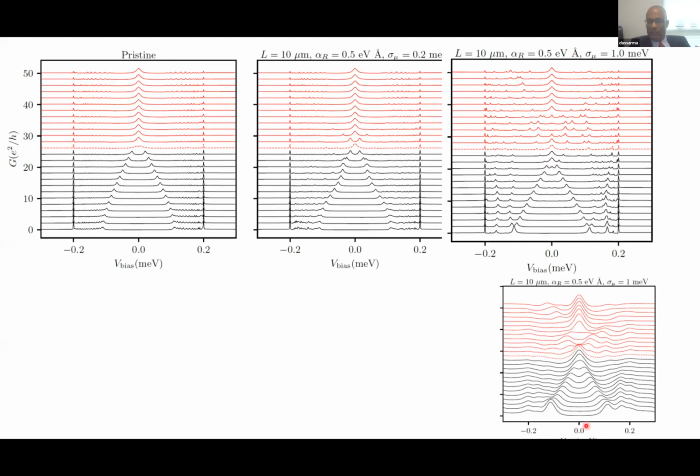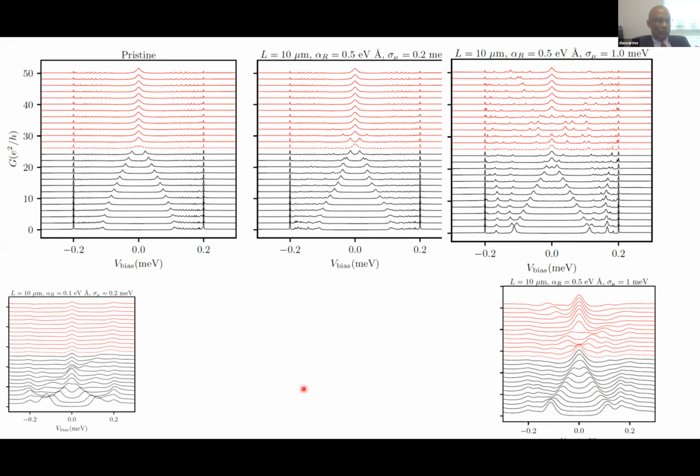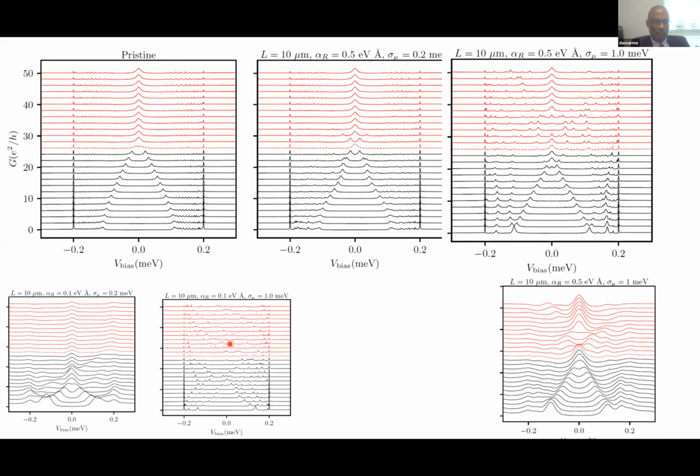And this is what happens at finite temperature. Things smooth out, but again, if you're here, you're not going to see anything. This is for smaller spin-orbit coupling. For smaller spin-orbit coupling, you already have a problem. See what happens? Everything goes away because spin-orbit coupling is weaker.